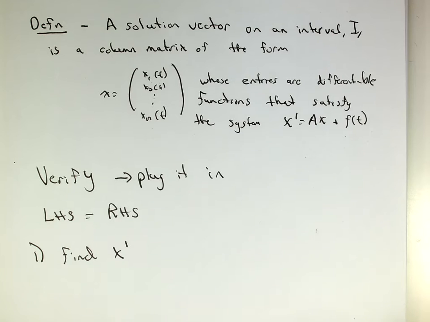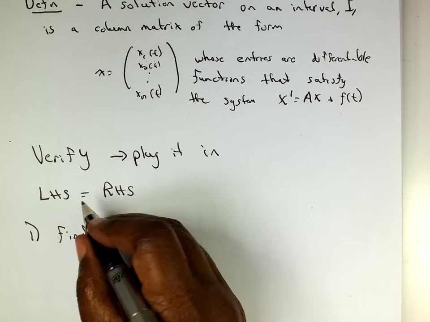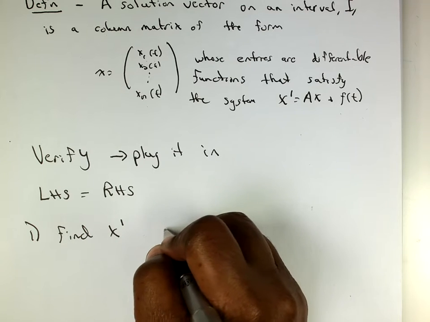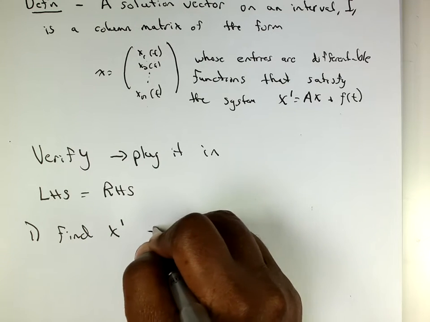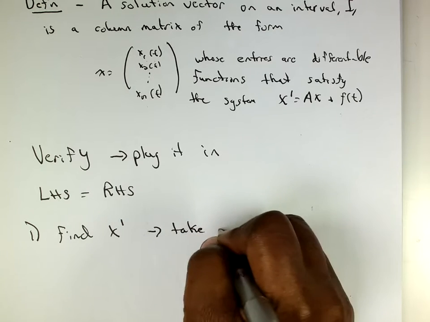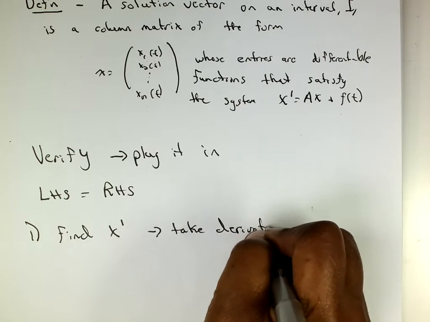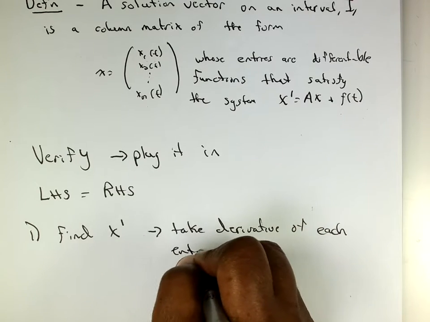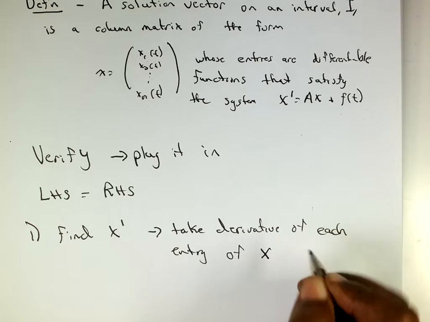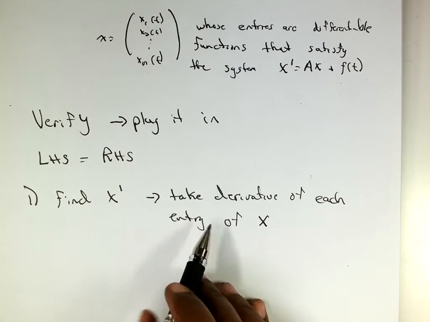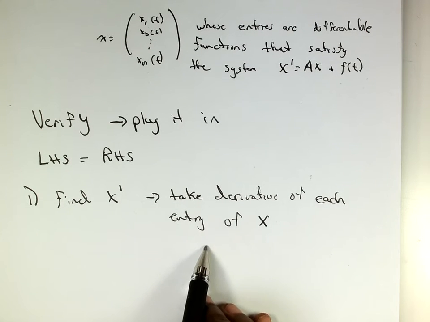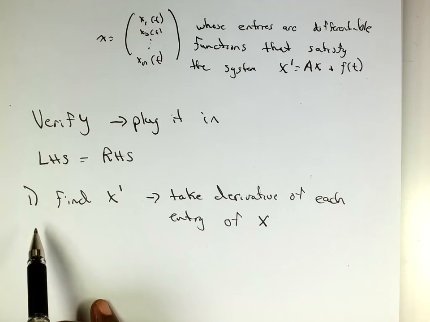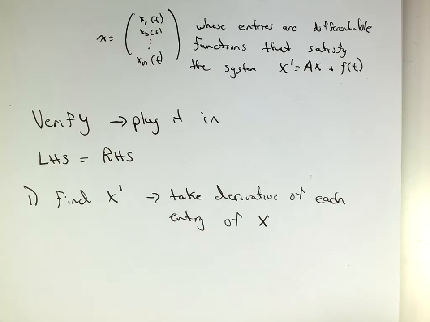because we're going to be given x, the solution vector, and we have to prove that it actually is a solution. So in order to find x prime, we just take the derivative of each entry. Alright, so find x prime by taking derivative of each entry of x, and then we're just going to plug it in. So left hand side has to equal the right hand side.